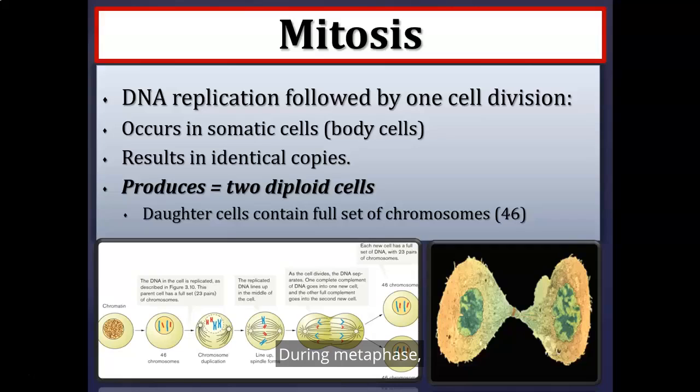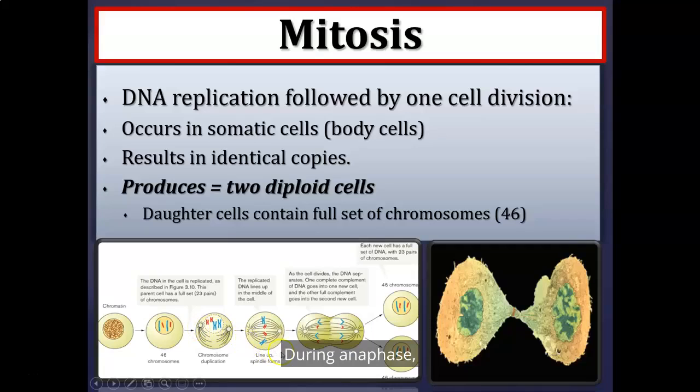During metaphase, all of the sister chromatids will be aligned across the equator of the cell. So a good way to remember it, meta equals middle. So the middle phase, all of the chromosomes are aligned across the middle or the equator of the cell.